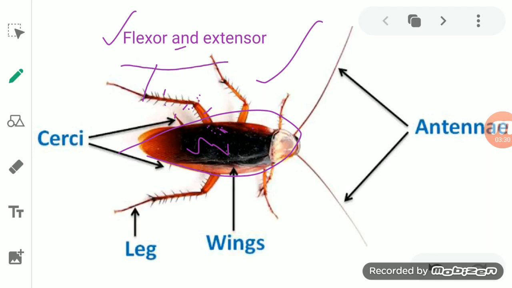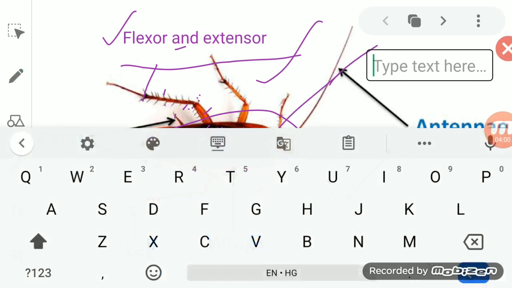In addition to these legs, two pairs of wings are also present. You can see here the wings, right now they are folded above. So two pairs of wings are present in the cockroach, attached to its chest, which we can say is its breast, by flight muscles.